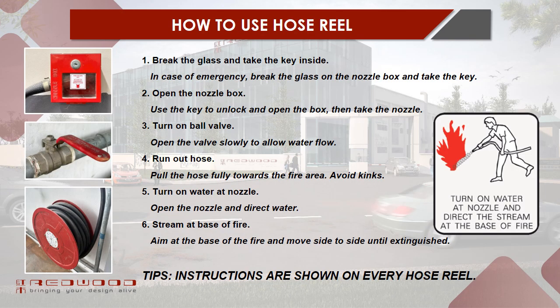How to use a fire hose reel in 6 simple steps. 1. Break the glass and take the key from the nozzle box. 2. Open the nozzle box with the key and take the nozzle. 3. Turn on the ball valve slowly to allow water flow. 4. Run off the hose fully towards the fire, avoid kinks. 5. Turn on water at the nozzle and direct the stream. 6. Aim at the base of the fire and move side to side until extinguished. Remember, instructions are shown on every hose reel for reference.